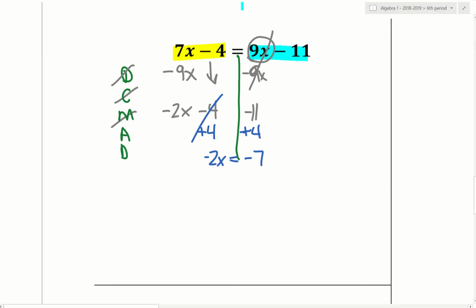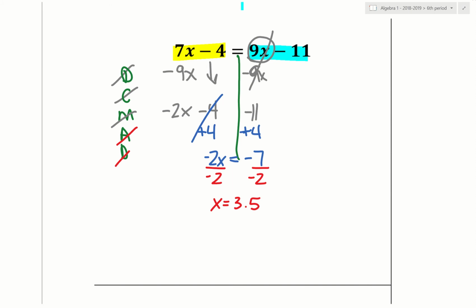My last step is always going to be to divide by the leading coefficient, which just means whatever number is in front of my variable, that's what I'm going to divide by. So what am I dividing both sides by? Negative 2. And x equals what? 3.5. Now, looking at your original problem, were there any fractions up here? No, since there were no fractions in your original problem, it's okay to leave it as a decimal.